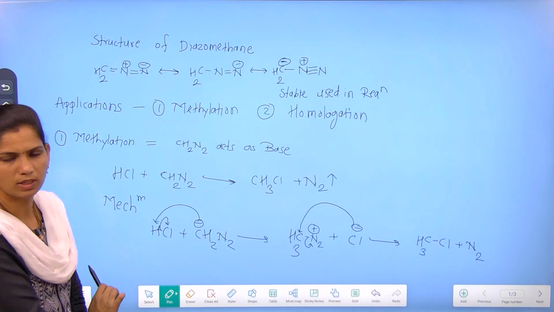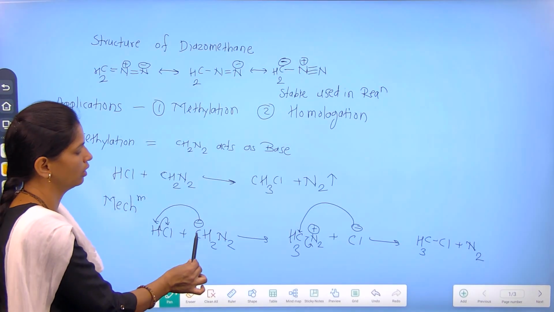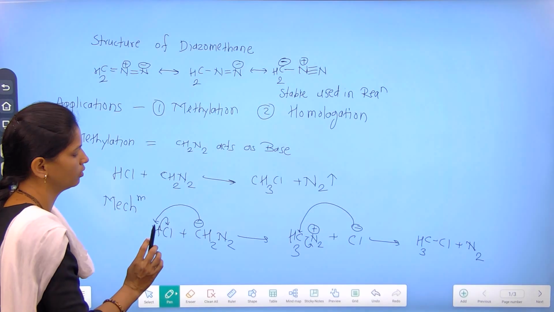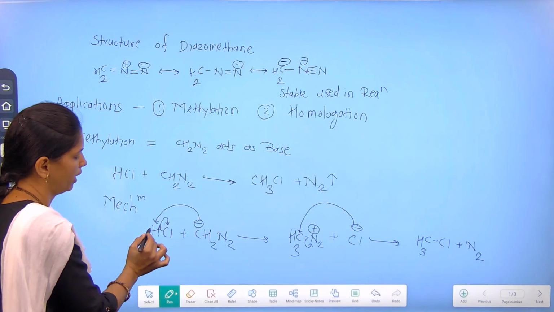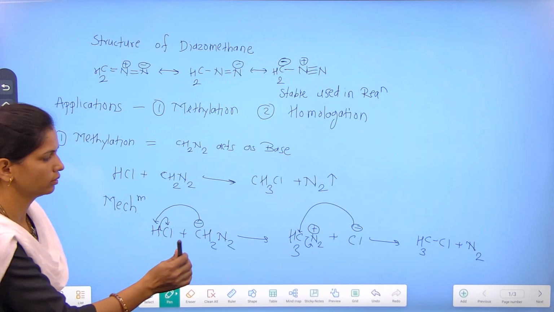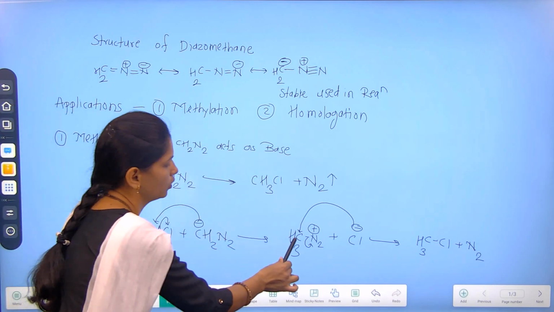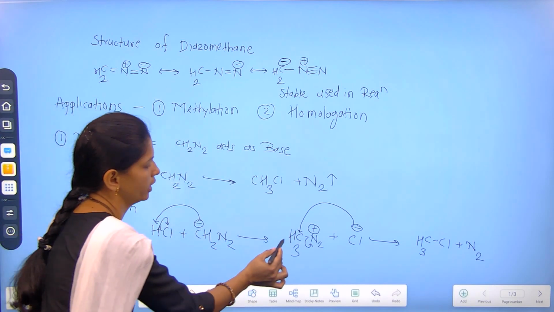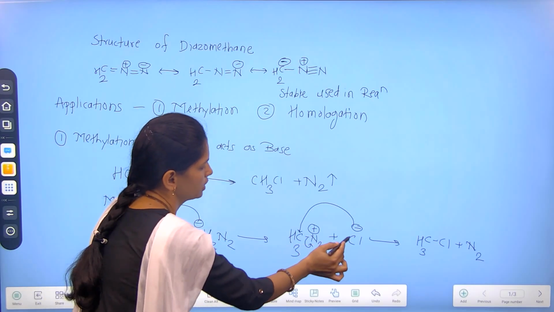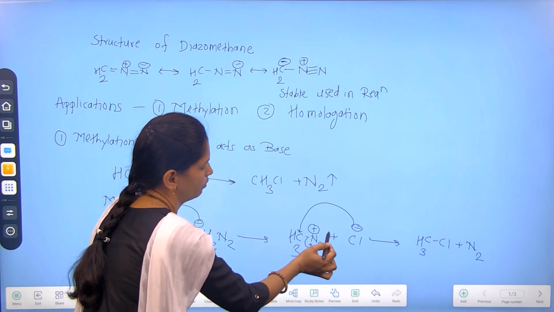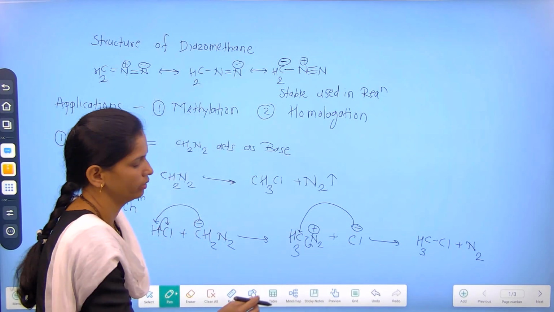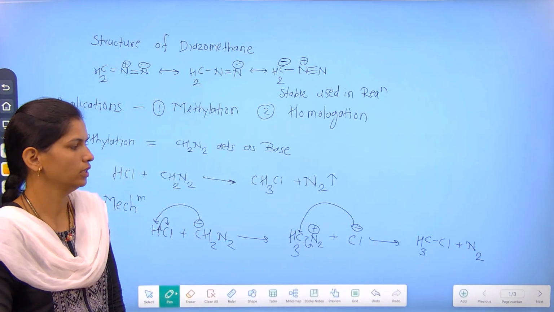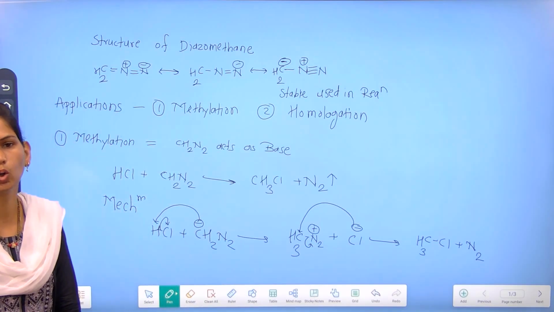Here the mechanism of this reaction is given. This diazomethane acts as a base. Here the carbon having a negative charge abstracts a proton and is converted into this compound. The Cl minus can attack this CH3 and N2 can be evolved out, and we get the stable structure CH3Cl, methyl chloride.